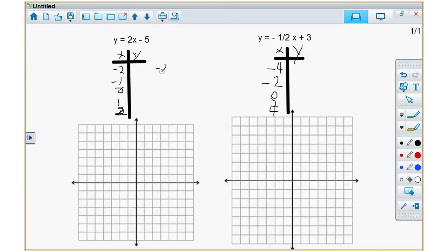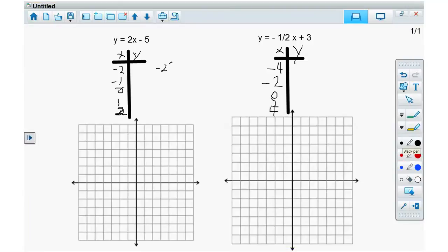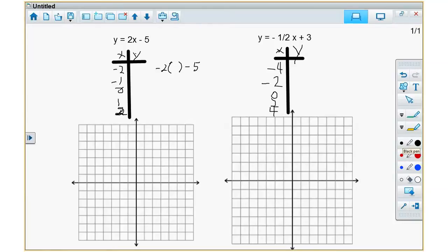So, -2. I'm not writing all that, the mouse just takes too long. -2 times parentheses, -5. So for -2, -1, 0, 1, and 2.